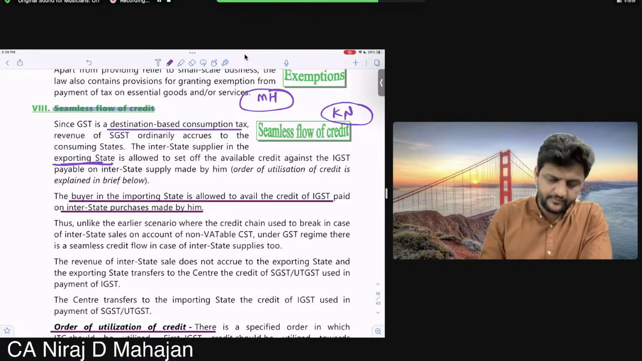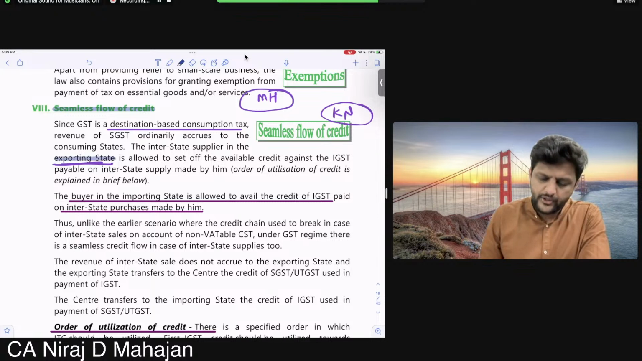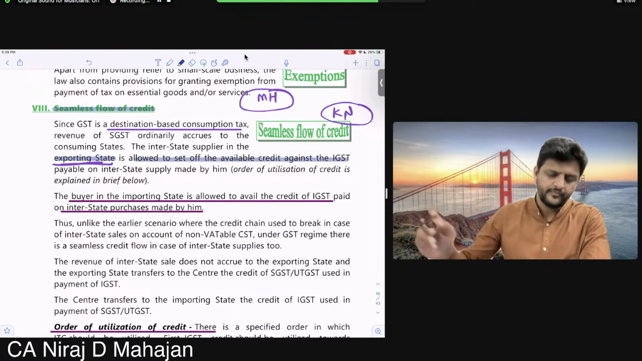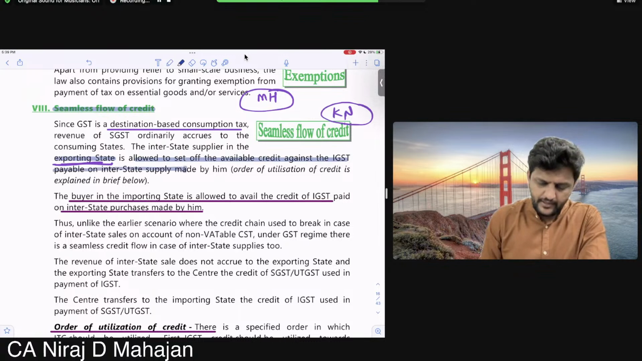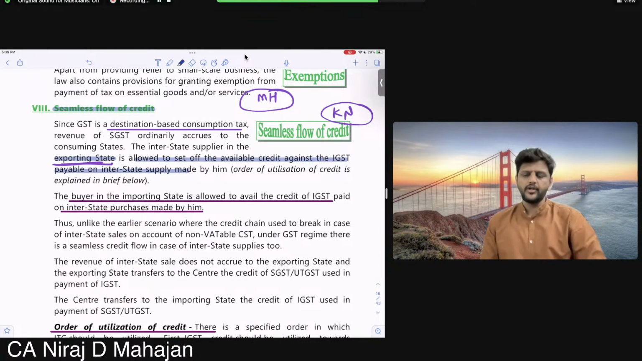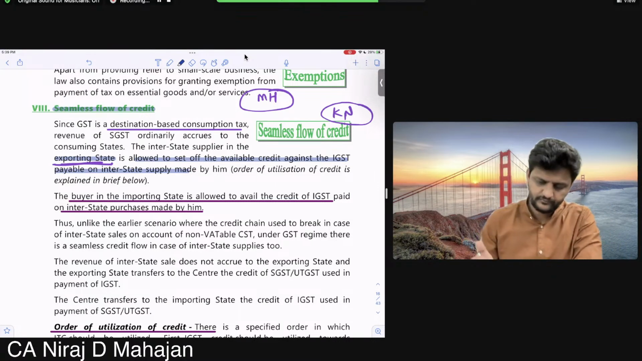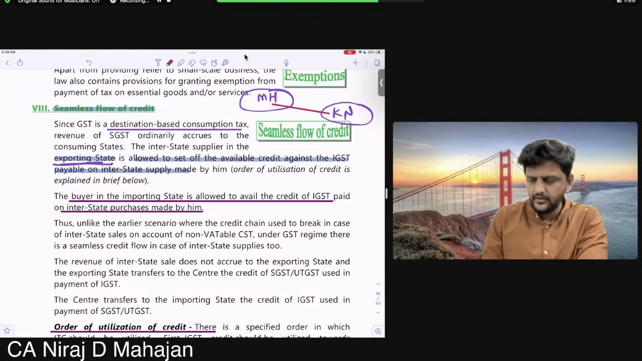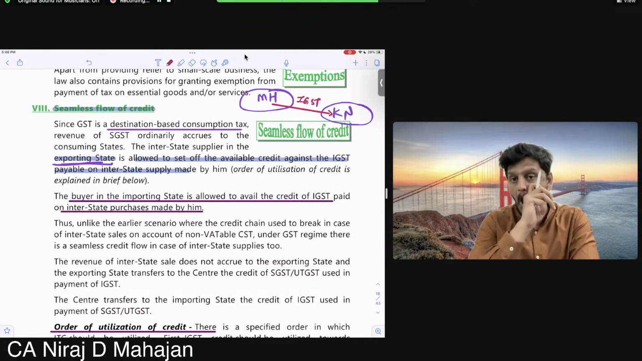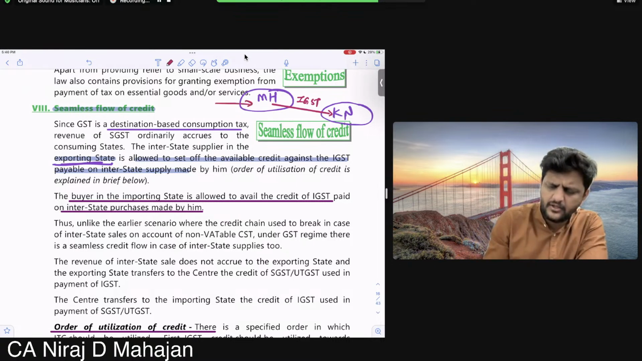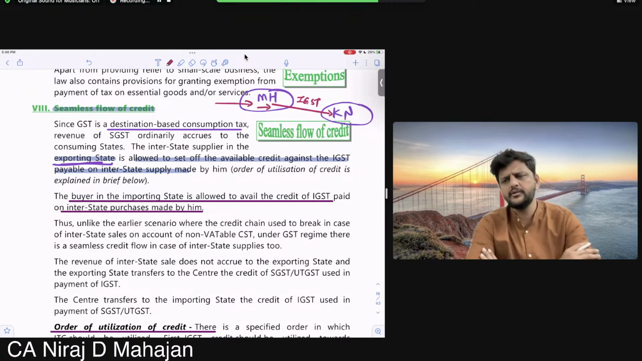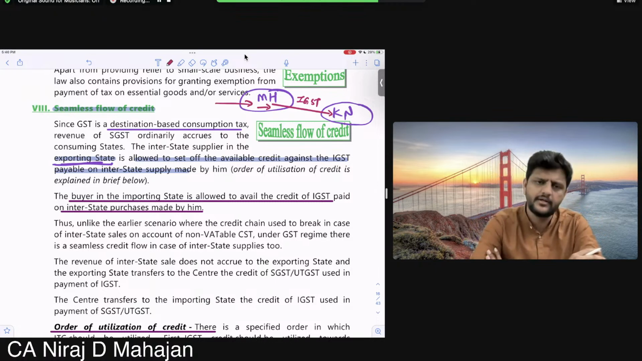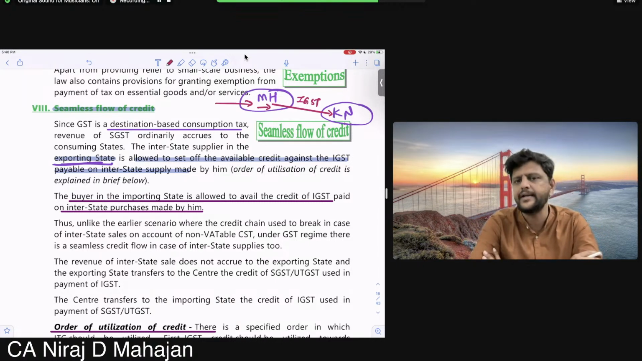So the interstate supplier in the exporting state is allowed to set off the available credit against IGST payable on interstate supply made by him. Order of utilization of credit we will discuss. So when a seller from Maharashtra sells to a Karnataka buyer, IGST is the output tax. And he may have IGST or any other SGST or CGST credit; that will be allowed to be set off against IGST.